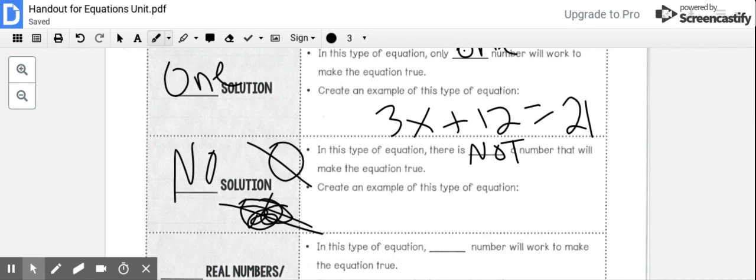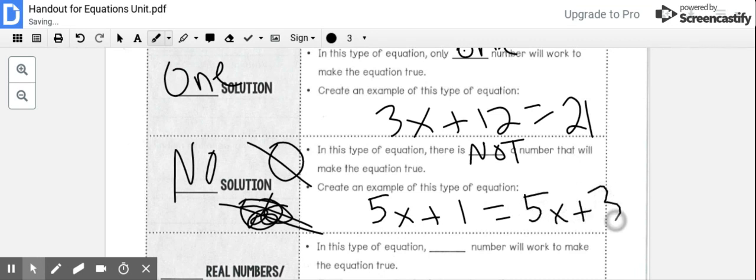So for example, let's say that we have 5x plus 1 equals 5x plus 3. Your number sense tells you whatever you put in for x on each side, you're going to times it by 5, but then on this side, you're going to add 1, and on this side, you're going to add 3. So is there ever a solution that will work? No, there's not. There's no solution.